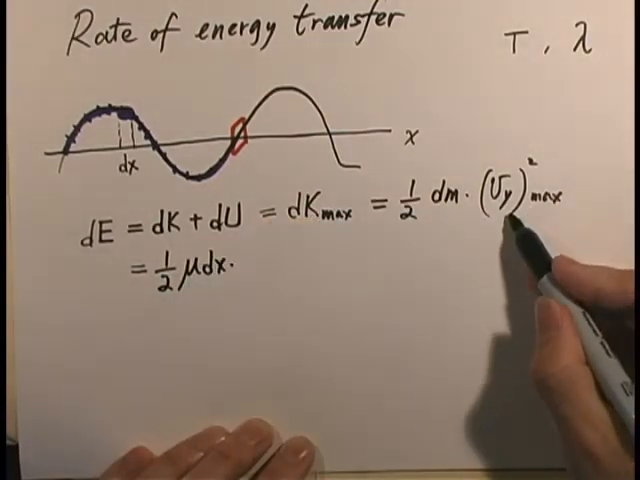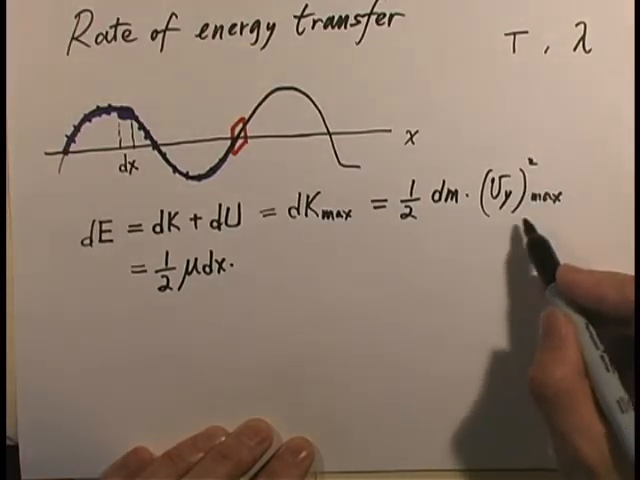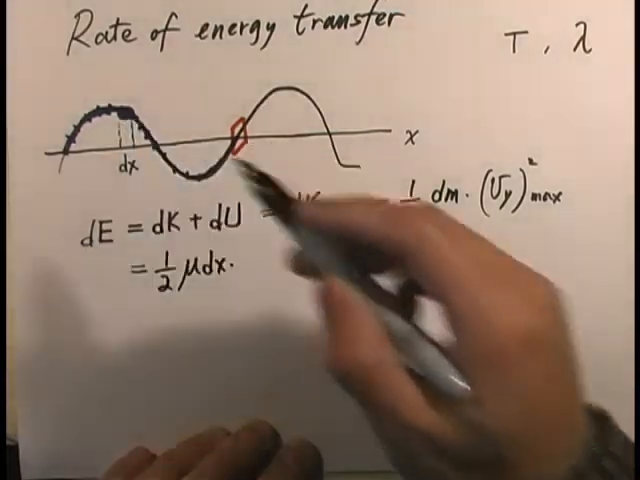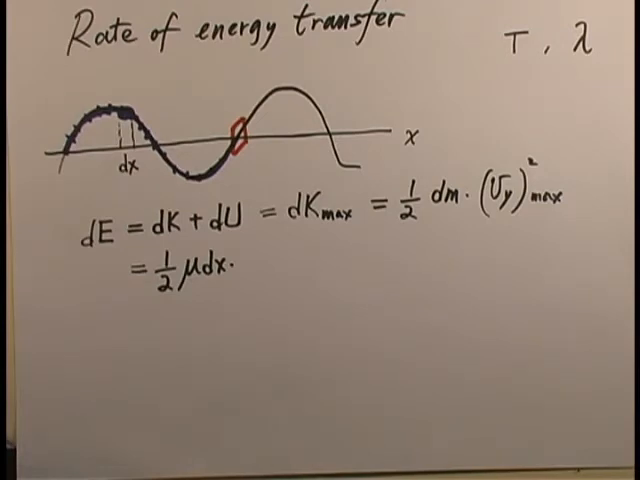Plus vy maximum squared. Okay, so basically what I do is take the maximum speed of this oscillator going up and down and then square it. What is the maximum speed? Now you'll recall we did a calculation of that.